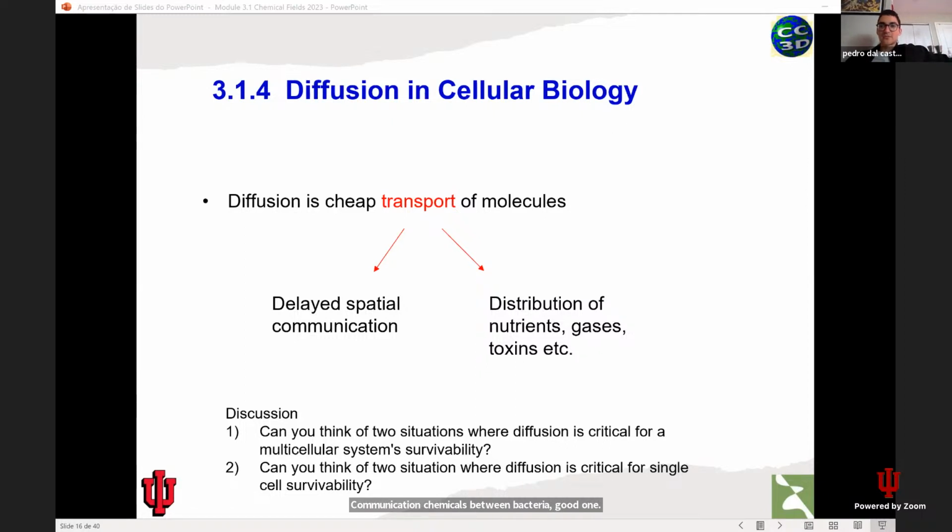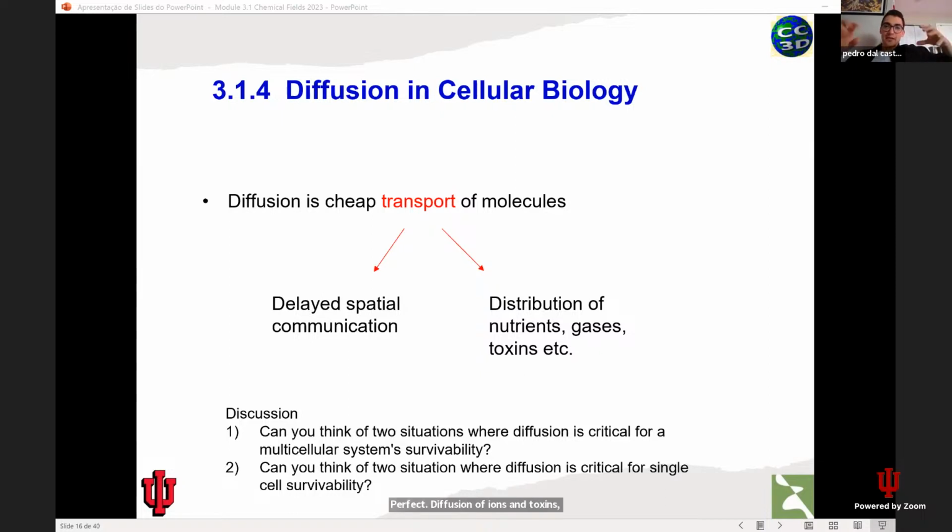Start with the single cell. So Edgar, I think you were trying to say cell division. So during cell division, you have diffusion of certain molecules that mediate this process. Osmosis, I don't know biology. Perfect. Diffusion of ions and toxins, right?